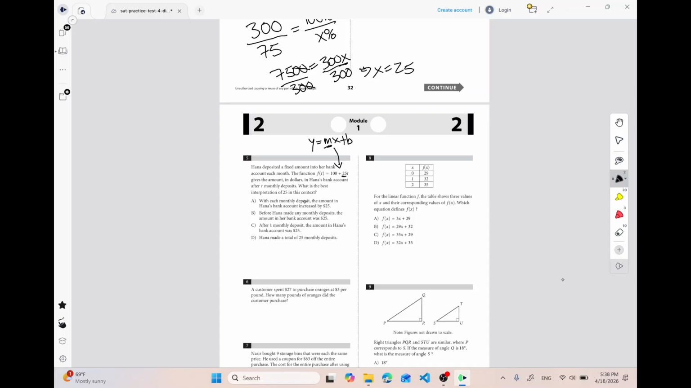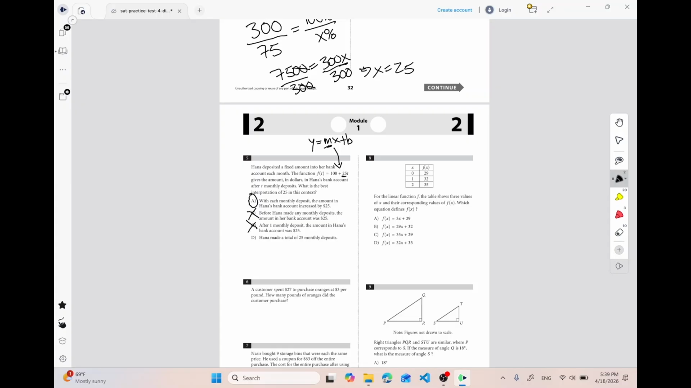So let's see. A says with each monthly deposit, the amount in Hannah's bank account increased by 25. That's the correct answer. Why are B, C, and D wrong? So B is wrong because it says before Hannah made any monthly deposits, the amount in her bank account is 25. Before she made any monthly deposits, that means t is 0. If we plug 0 in, you get f of 0 equals 100, not 25. C says after one monthly deposit, the amount in Hannah's bank account was $25. Same thing, plug 1 in for t, we get 100 plus 25 equals 125, not 25.